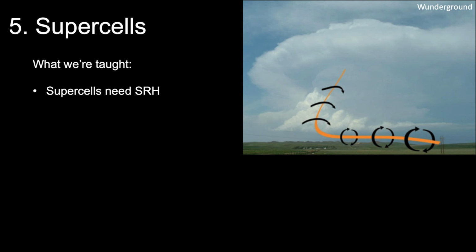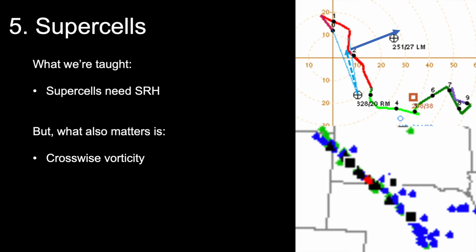So for supercell storms, we're taught that they need SRH, right? This is kind of a no-duh statement. We need to get a rotating storm, we need SRH. But this isn't actually always the truth. What also matters here is crosswise vorticity, right? We can still make a supercell that has rotation with crosswise vorticity only. There are many cases where we actually can get a supercell to deviate in a fashion that really only gives it a very negligible amount of streamwise vorticity.